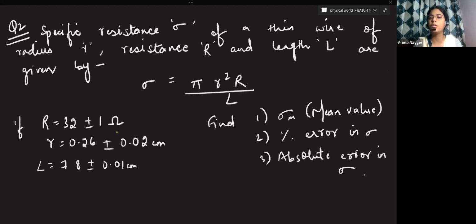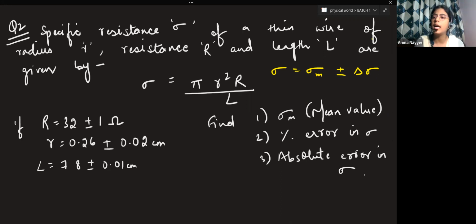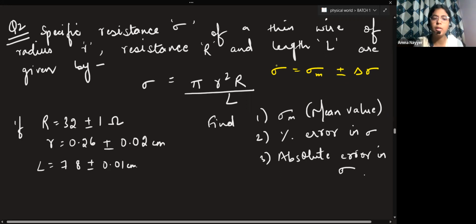See, the answer of this sigma is specific resistance. You will study it; specific resistance is a topic included in your 12th standard. So if the final formula of error is written, how will we write it? We'll write it as sigma m plus minus delta sigma. This is how we write. We write the first term as the mean value and the second term as the mean absolute error.